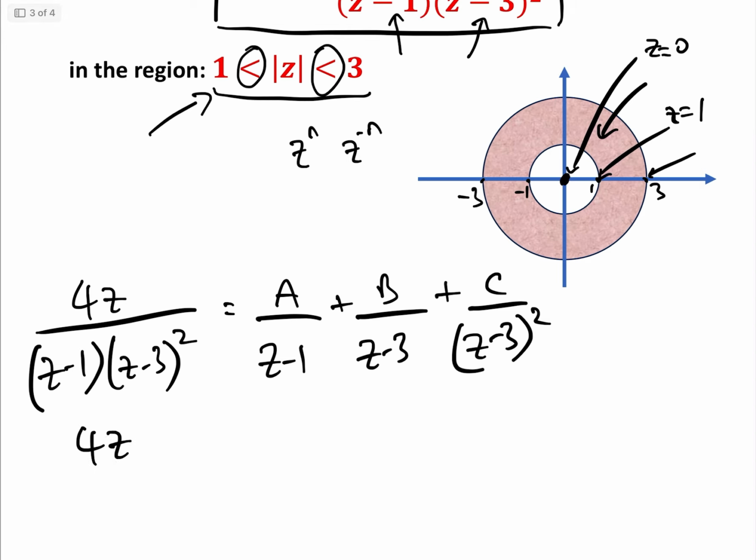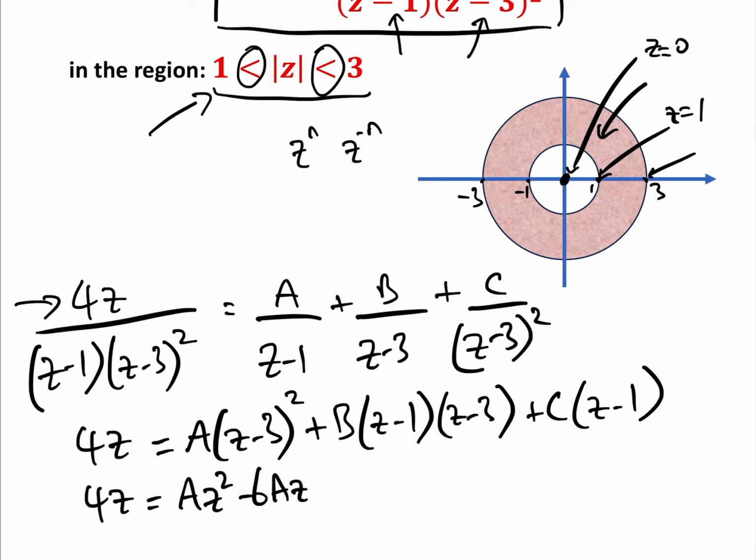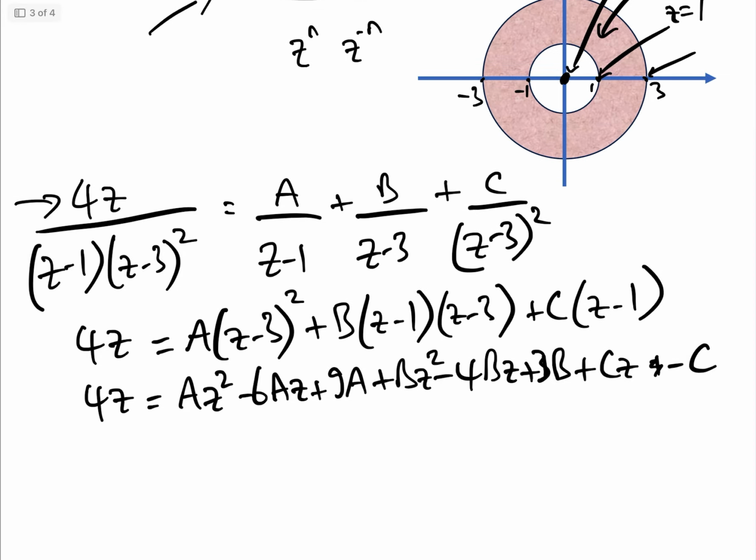And basically what we need to do now is compare the top, that'll be 4z equals a times (z minus 3) squared add b times (z minus 1)(z minus 3) add c times (z minus 1), and expanding all this out gives us 4z equals az squared minus 6az add 9a add bz squared minus 4bz add 3b add cz minus c.